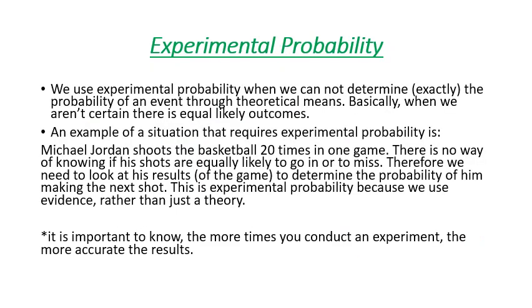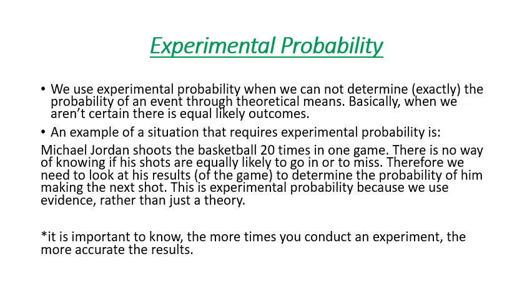The second part of this video tutorial is looking at experimental probability. And we use experimental probability when it's really hard to determine probabilities of an event through theoretical means. So basically when we're not sure that there's an equal likely outcome. An example of a situation that requires experimental probability could be Michael Jordan in a basketball game, shooting 20 times, and there's no way of knowing if his shots are equally likely to go in or to miss, because there's too many different options to shoot a ball in a game. Therefore, we need to look at his results of the game, so look at the experiment, and determine the probability of him making his next shot.